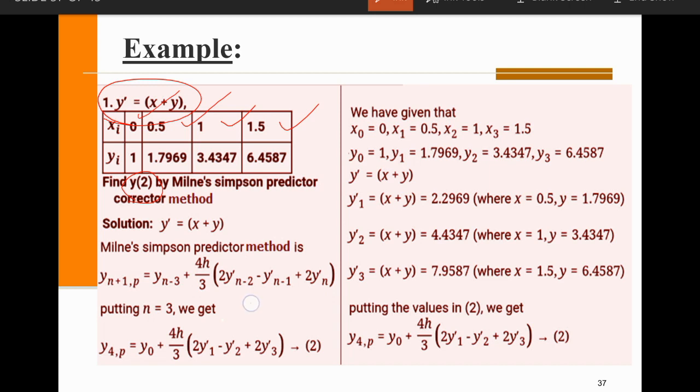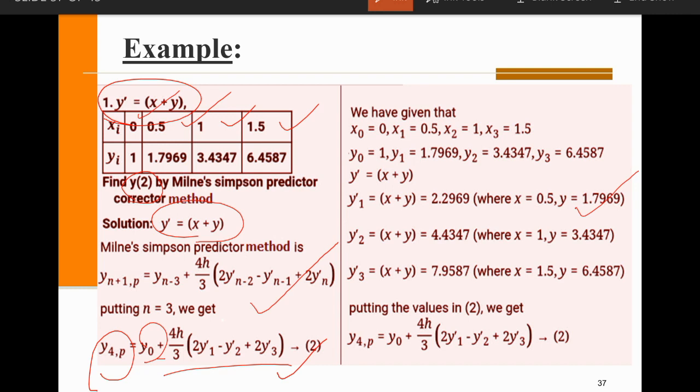So this is your prediction formula first of all. Now see, this is your prediction formula. We just replace n by 3, right? So if we replace n by 3, we will get y4p is equals to y0 plus this formula. Now all these values which you have given in your table, you just substitute all these values here. This is your y dash, right? You will substitute x0 y0 to get y0 dash, x1 y1 to get y1 dash, x2 y2 to get y2 dash, right? These are the values.